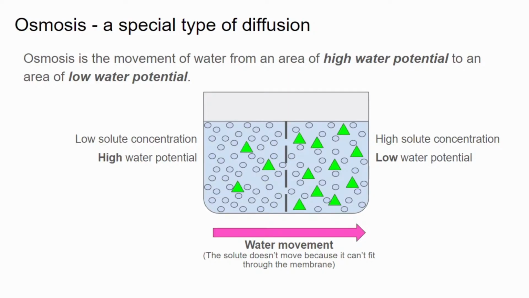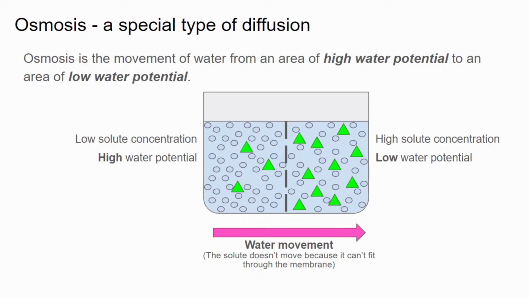This is a special type of diffusion. It does tend to confuse people. So when we're talking about osmosis, it is a passive process, so there is no ATP used, and it is a type of diffusion, but it's the movement of water. And that's where it gets a little bit complicated because people tend to think about the molecules and the ions and the things in the water a lot, and don't tend to think about the water.